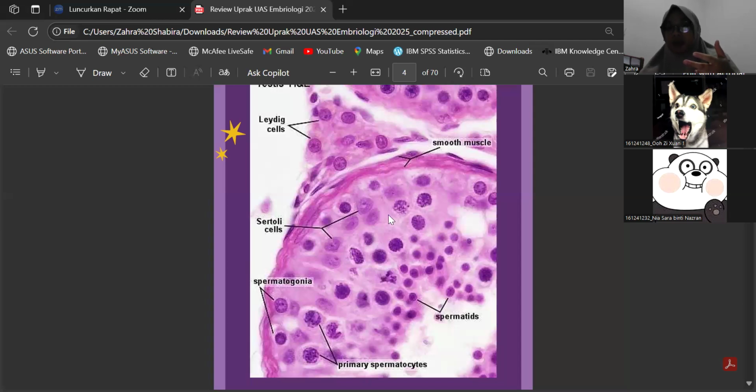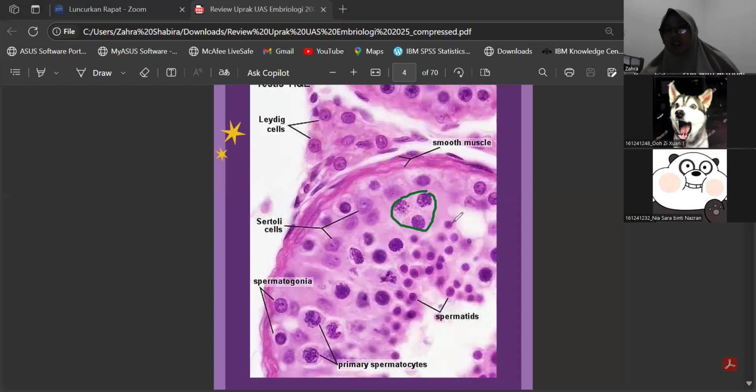spermatocyte, this bigger one. This one is primary spermatocyte. It is the biggest cell among all cells inside the tubulus seminiferus, and its DNA is granular, with the most granules. Then through mitosis and meiosis again, a primary spermatocyte becomes a secondary spermatocyte, which will never be found in this picture.